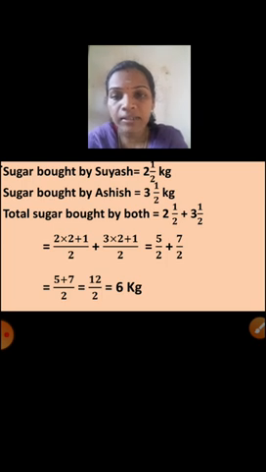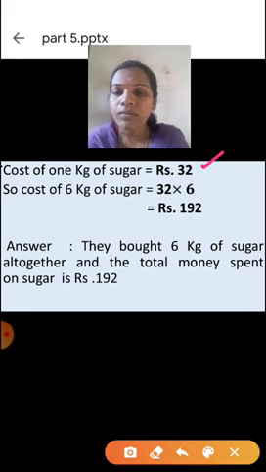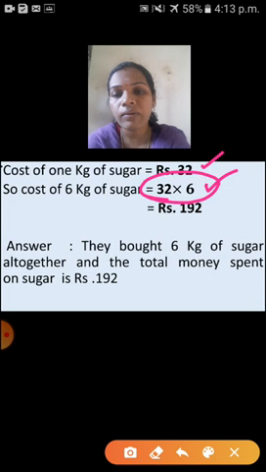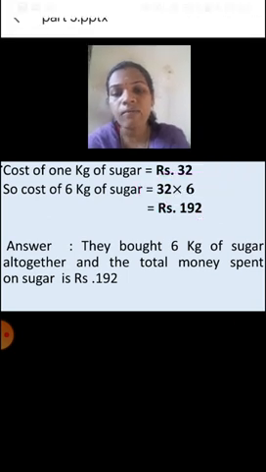Multiply. Like this, 1 kilogram of sugar is 32 rupees. So what is the cost of 6 kg of sugar? Yes, very good. We have to multiply. Can you do? So the cost of 1 kg is equal to 32 rupees. Next, the cost of 6 kg of sugar is 32 into 6. If you multiply these two numbers, what will come? 192 rupees. So if you multiply here, you will get the answer 192.